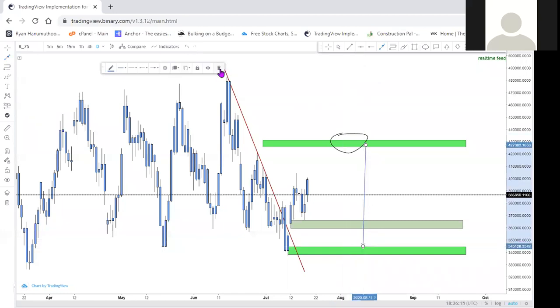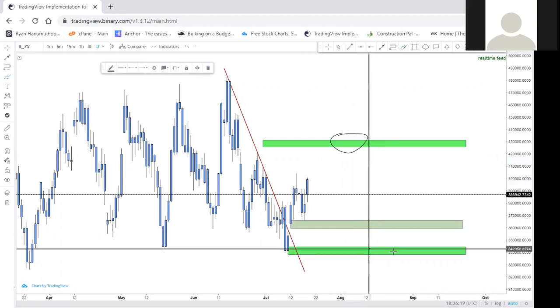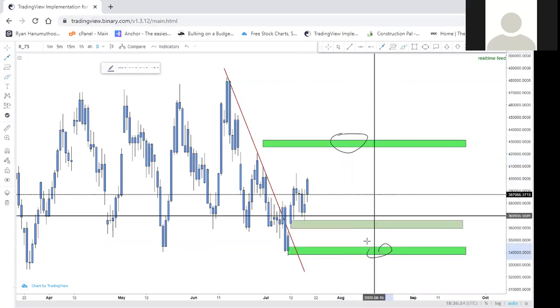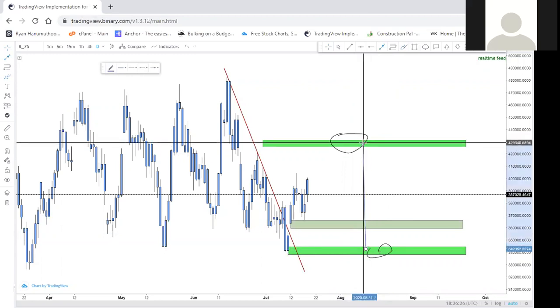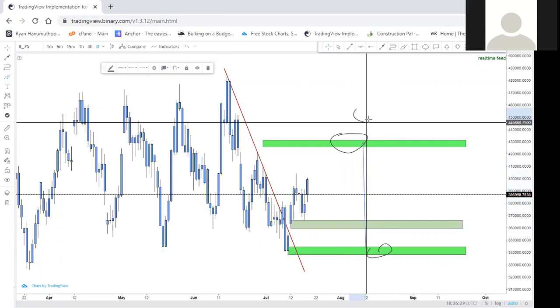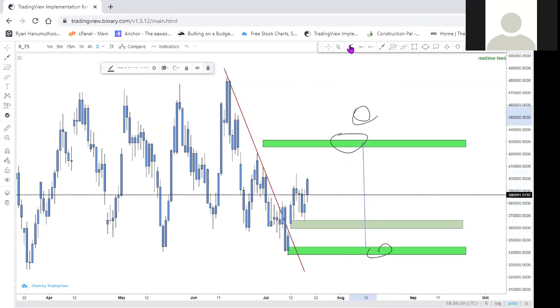Should price touch this zone at the bottom first over here, then I'll simply be looking to take a buy from this zone all the way back up into that zone there, and perhaps expecting a break to the upside of this zone, right? So that is more or less what I'm looking at on the daily time frame.